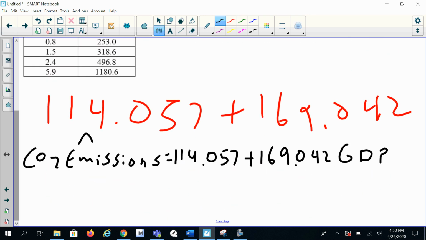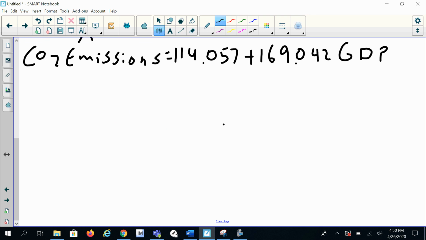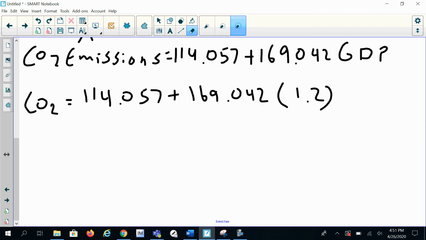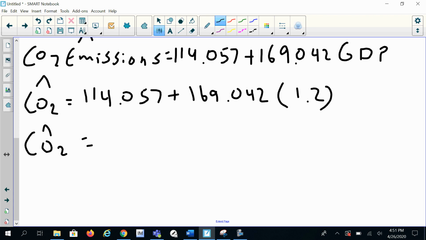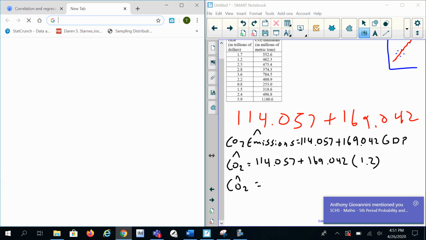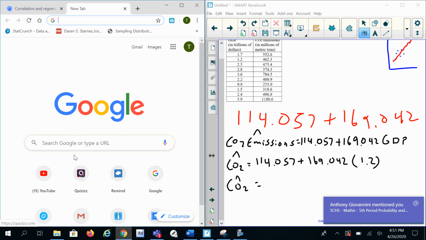So if I want to predict the CO2 emissions for this, I just need to plug in 1.2 into GDP. So we have, I'm just going to put CO2 equals 114.057. This is how you show your work. Plus 169.042 times 1.2. So all we are doing is, instead of doing just GDP, we're plugging in that specific GDP. Forgot my hat. So then the CO2 hat, let's go ahead and calculate what that's going to be. So let me go to my calculator. I forgot to open it up.